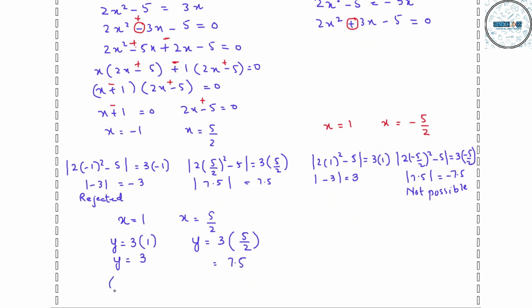So the coordinates are 1, 3 and 5 upon 2, 15 upon 2, or we can write it as 2.5, 7.5.